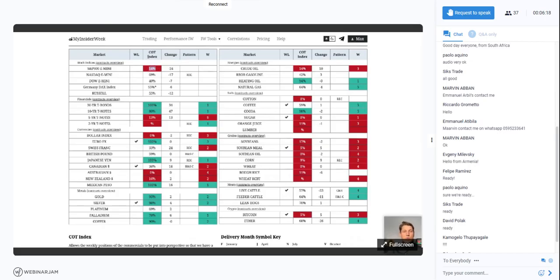Here you will see the value of the COT index. Here you can see the change compared to the previous week. Here you can see the technical analysis pattern. So I saw a question in the chat: what is more important, COT data or technical analysis? Both are important, and in combination they give you better results.